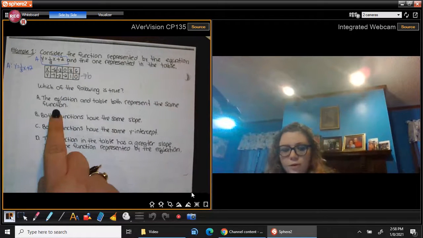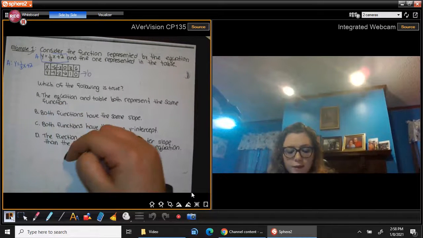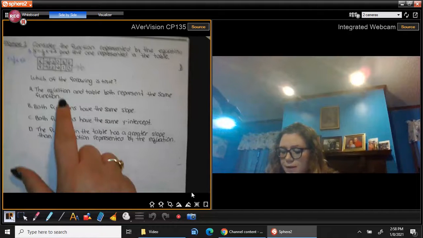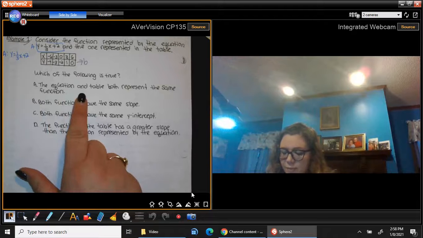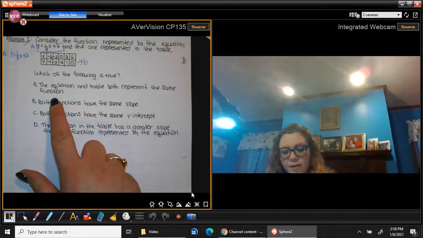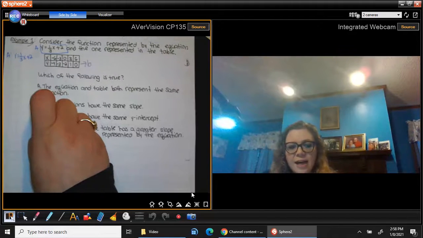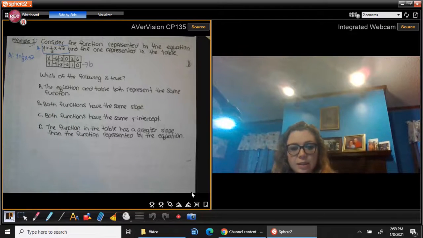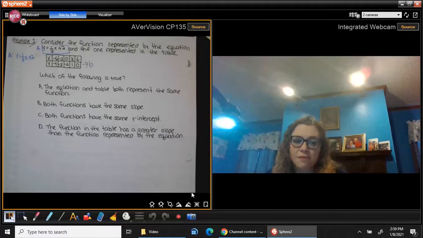The way I would do problems like this is I would go through each option and cross them out if it's cross-outable. I don't know if that's a word, but it is today. So option A, the equation and table both represent the same function. Now, looking at these two, it's hard to say if they're the same or not. But this is in slope-intercept form, and to me, it's easier to look at slope-intercept form, because if they're the same equation, then they're going to be the same function.